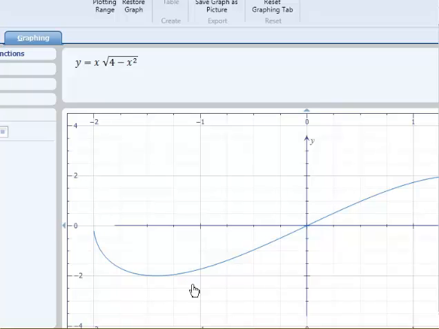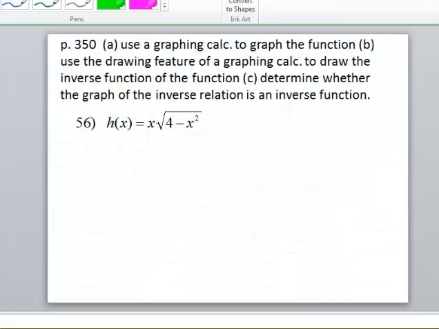Notice how this is not 1-to-1. It's not passing the horizontal line test. So we can say, determine whether it has an inverse. The answer is no inverse. And I'll finish this on the next.